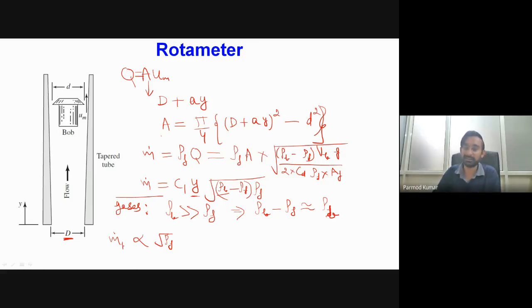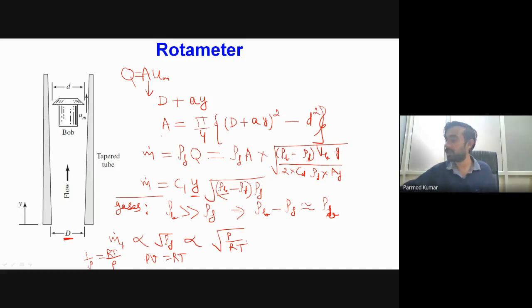The density of this gaseous phase, by using the ideal gas equation, I can write P into V is equal to RT, and from here we know that V is nothing but 1 by rho. So 1 by rho will be equal to RT by P. So I can simply write my mass flow rate will be proportional to the square root of P divided by RT. That will be applicable when we are measuring the flow rate of the gaseous phase.